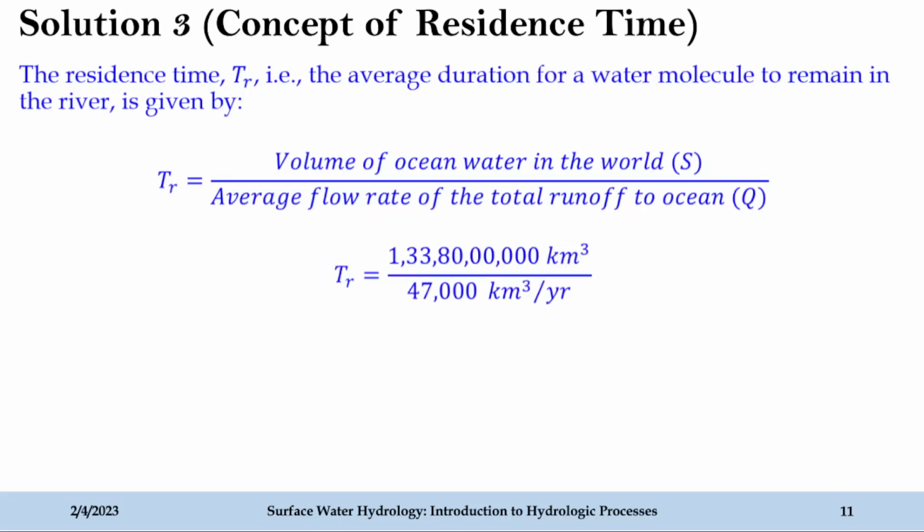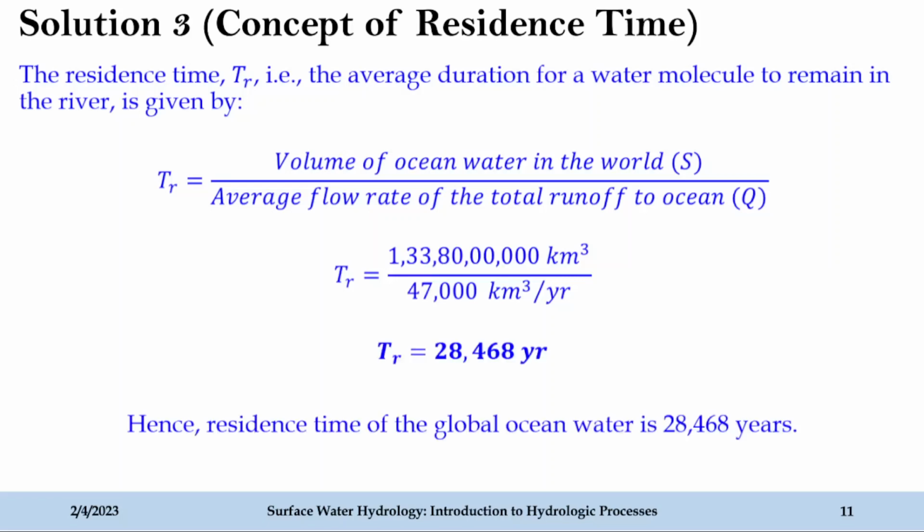So substituting the values from the table, here it is, and solving this ratio, we will get 28,468 years. So now you can see how the residence time is actually increasing. So just to recall, the residence time for global rivers is 17.3 days only, while the same for saline groundwater was somewhere more than 5,000 years. And now the time the water molecule will stay in the ocean system will be 28,468 years. So you see that as we are changing the water system, the residence time is also changing.